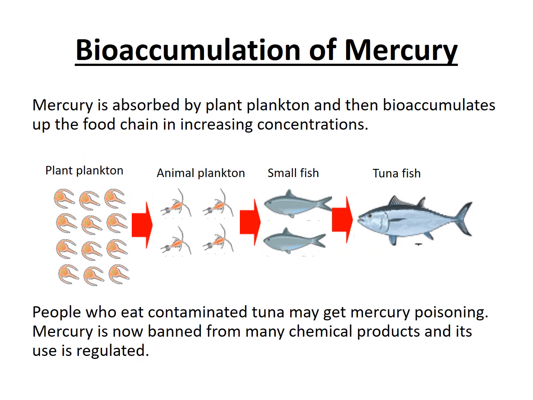So there's your bioaccumulation of mercury: a bit in the plankton, a bit more in the animal plankton, a bit more in the small fish, and then the tuna fish ends up with loads.